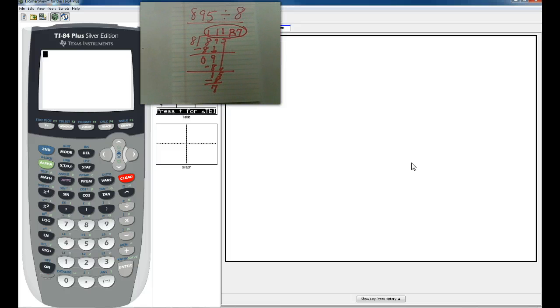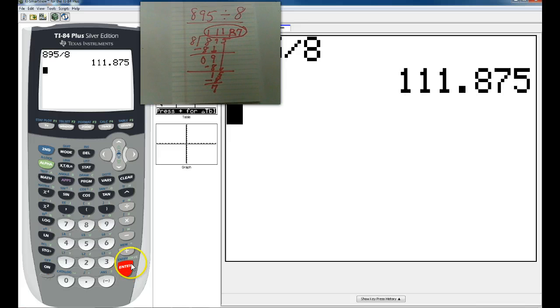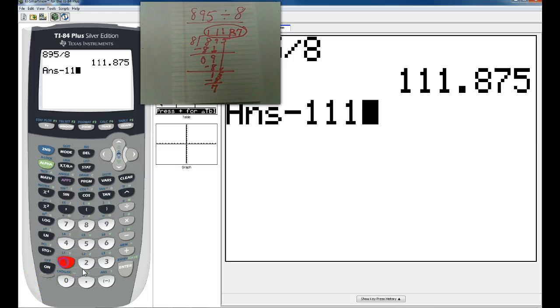Now we won't be doing that long division by hand. We'll be using our calculator. We use our calculator by going ahead and entering the appropriate fraction, 895 divided by 8. We get 111.875. Now 111 is your whole number and 0.875 is your decimal. What you're going to do is subtract out 111, and that would be the whole number you would put in MyMathLab.